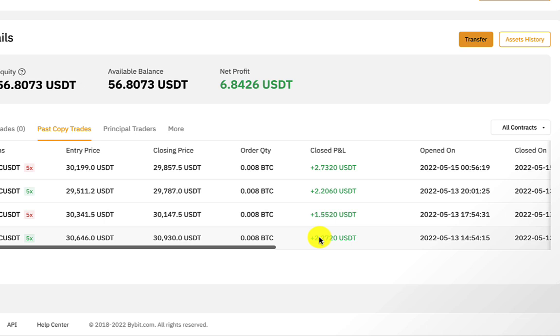And bear in mind, I'm only using $57. The Lasong guy made a $2 profit, 1.5, 2.2, and Positive Lee did a 2.73, doing a short from 30.2k down to 29.8k, which is cool.